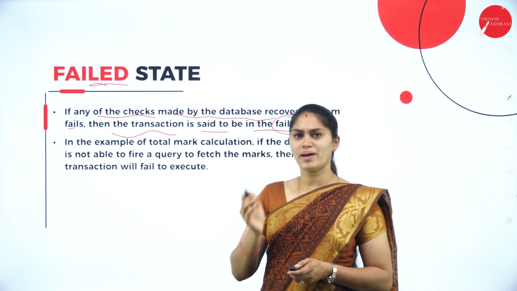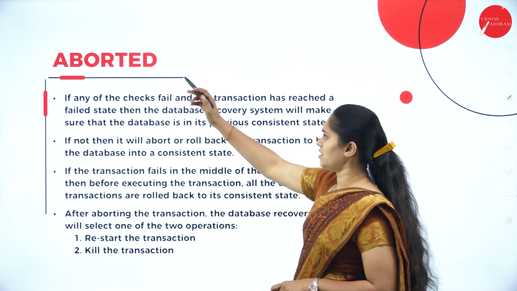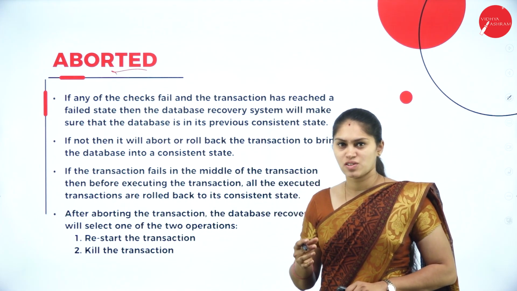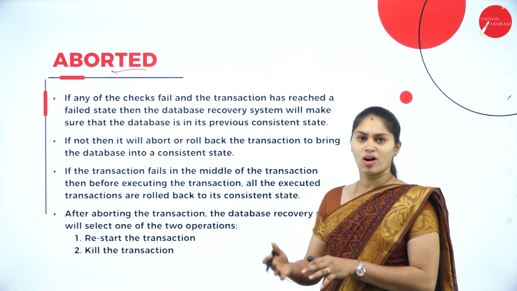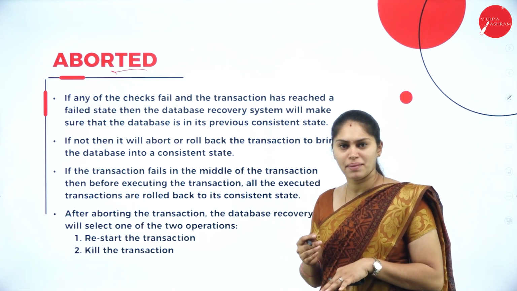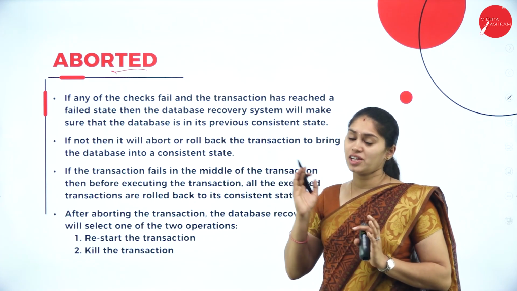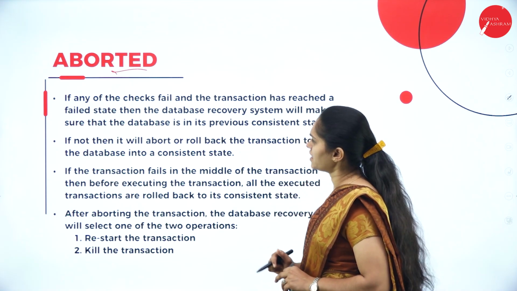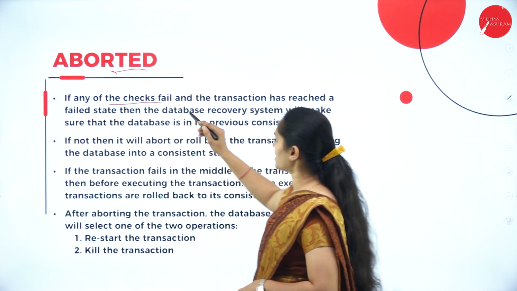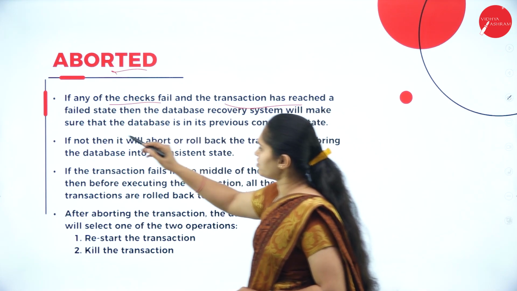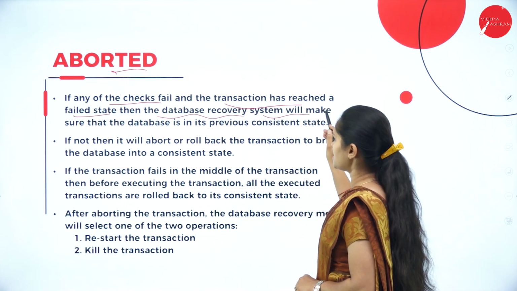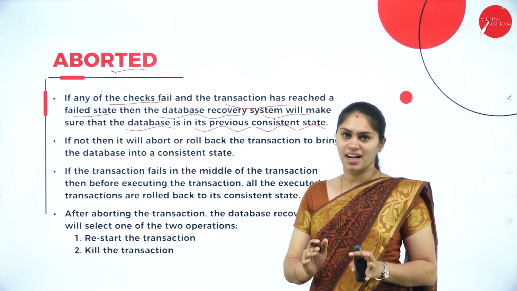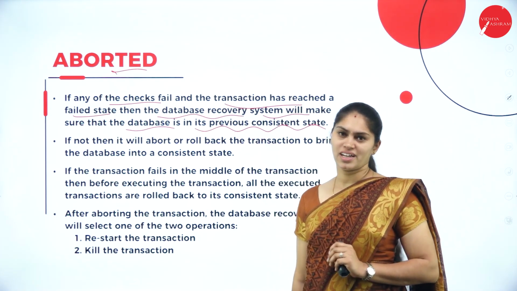If you are able to go back to the previous state, then we consider that the aborted state. That means if your password is wrong, or you have given the wrong recipient, you can go back and take it back. That is the aborted state. But when you reach the failed state, there are no chances of rolling back. That is what you need to understand. If any of the checks fails and the transaction has reached a failed state, then the database recovery system will make sure the database is in its previous consistent state. Then we call that the aborted state.